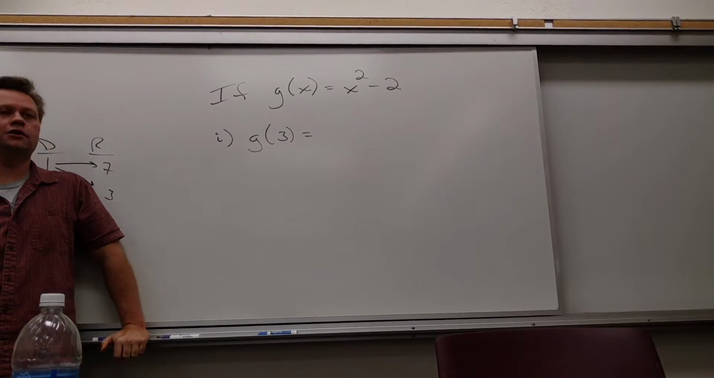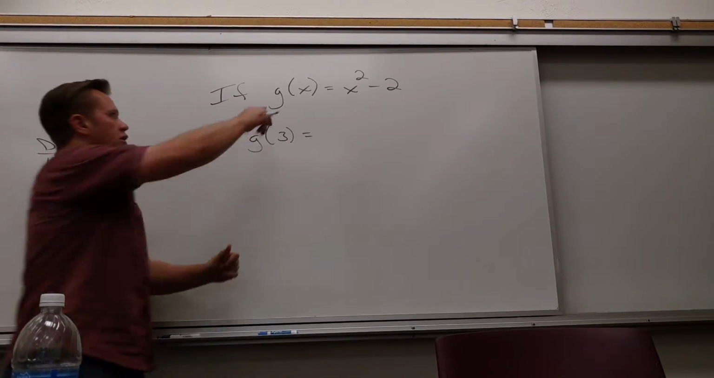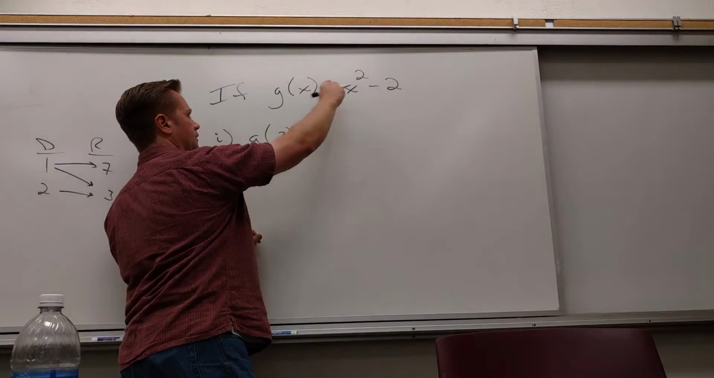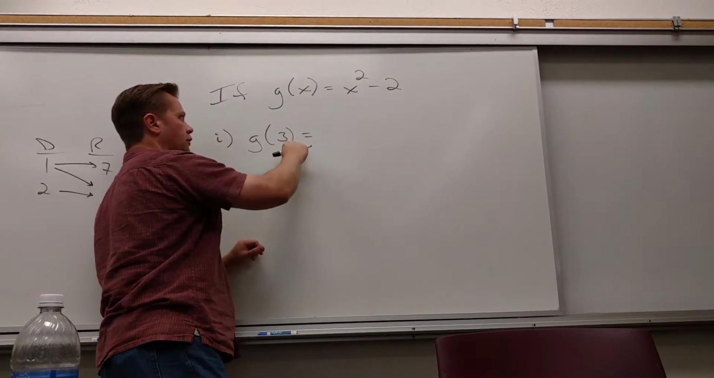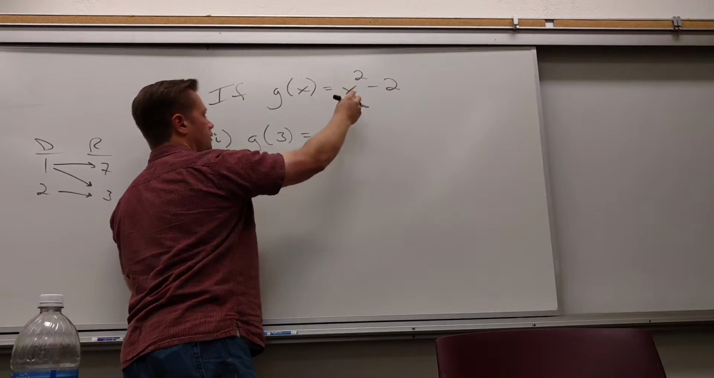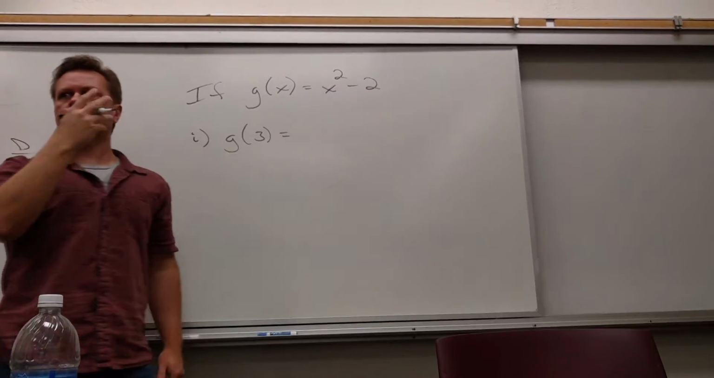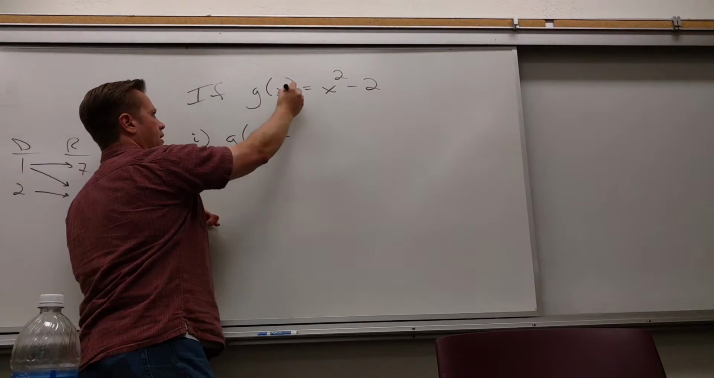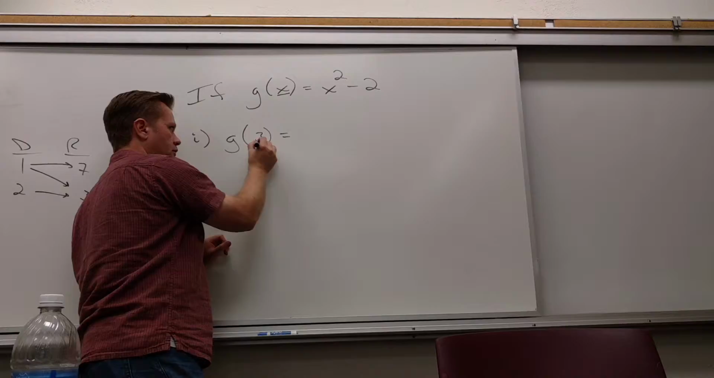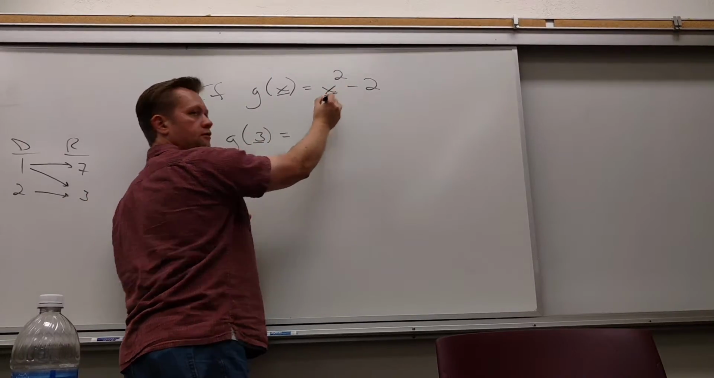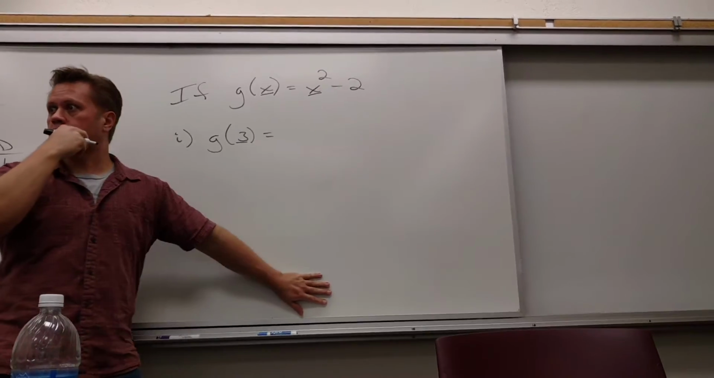All right. Now, how do you do this? So g of x is x squared minus 2. So g of 3 is 3 squared minus 2. All it is is substitution. Wherever I see an x, what do they want me to put in there? 3. Do you see what I'm saying?